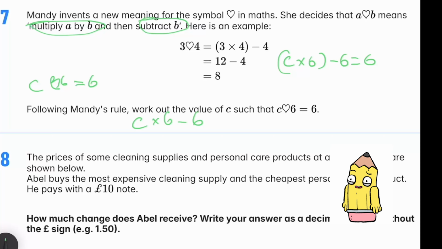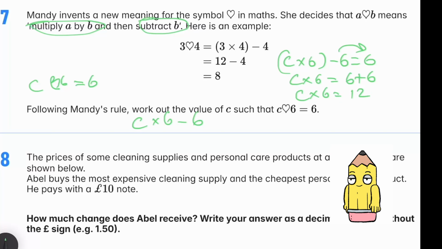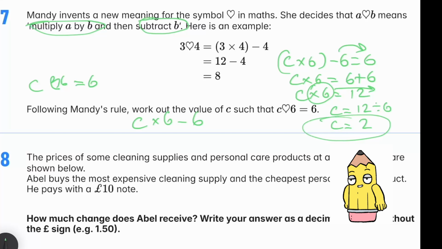We will then take the minus 6 to the other side. So C times 6 equals 6 plus 6. Remember, a negative will then become a positive. So C times 6 is 12. We'll then take the times 6 over, and the times will become a divide. So C equals 12 divided by 6, and C is then 2. So for it to be true, C must equal 2.